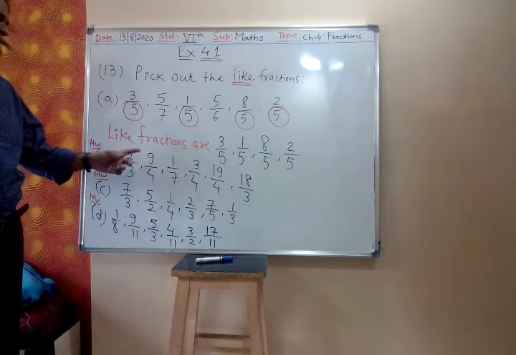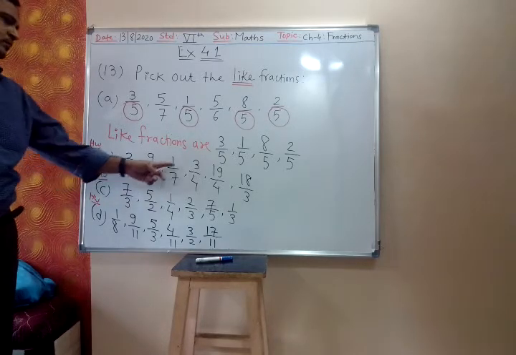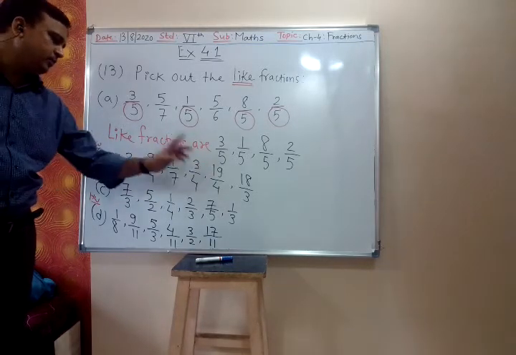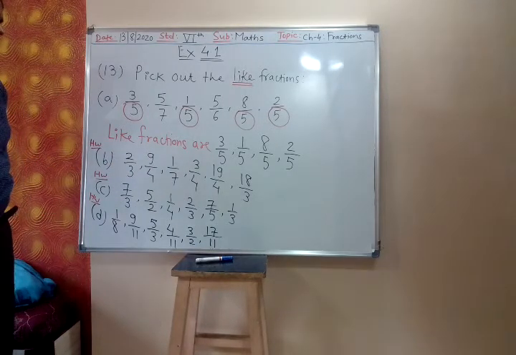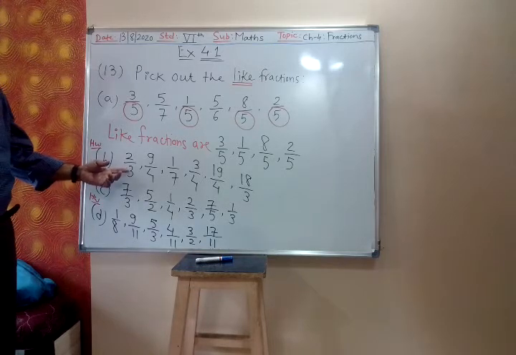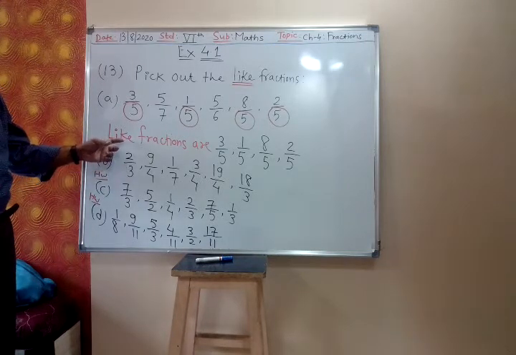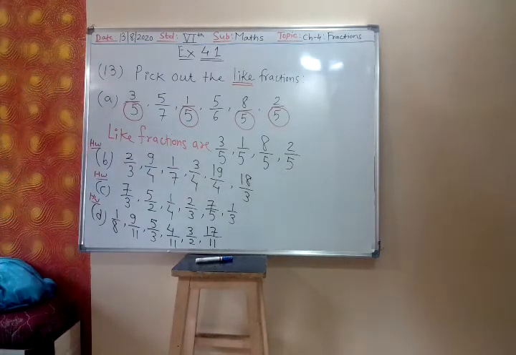You have to write like fractions. Like fractions are 9 by 4, 3 by 4, 19 by 4. Then again you have to write like fractions are 2 by 3 and 18 by 3. So 2 times you have to write. So B, C, D are homework.